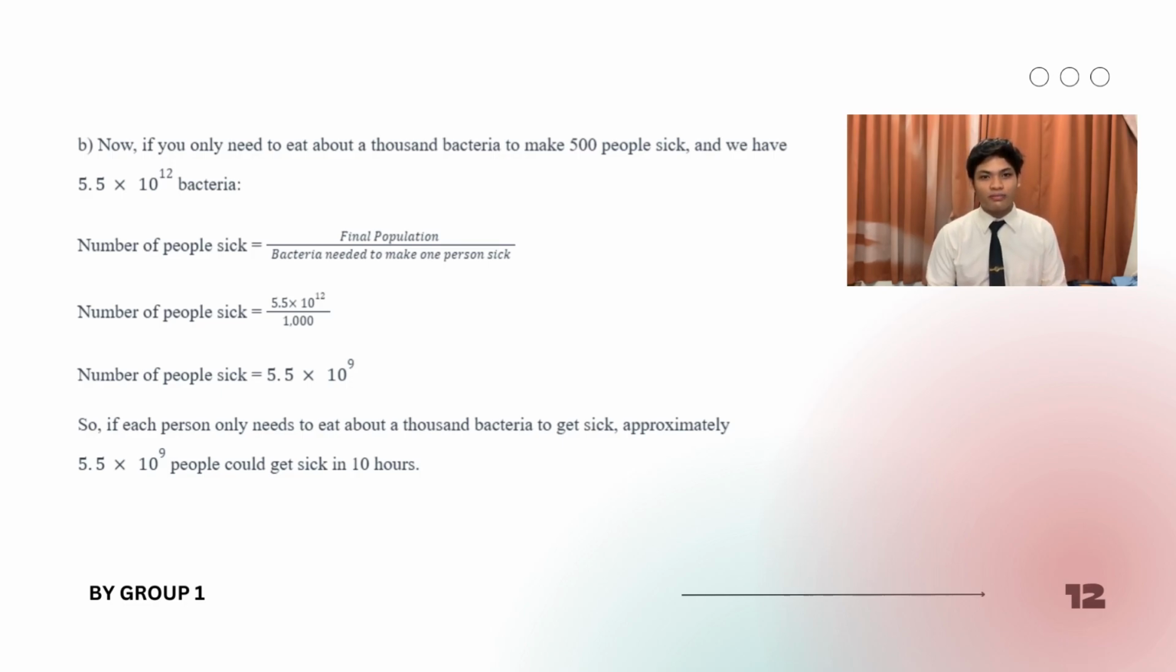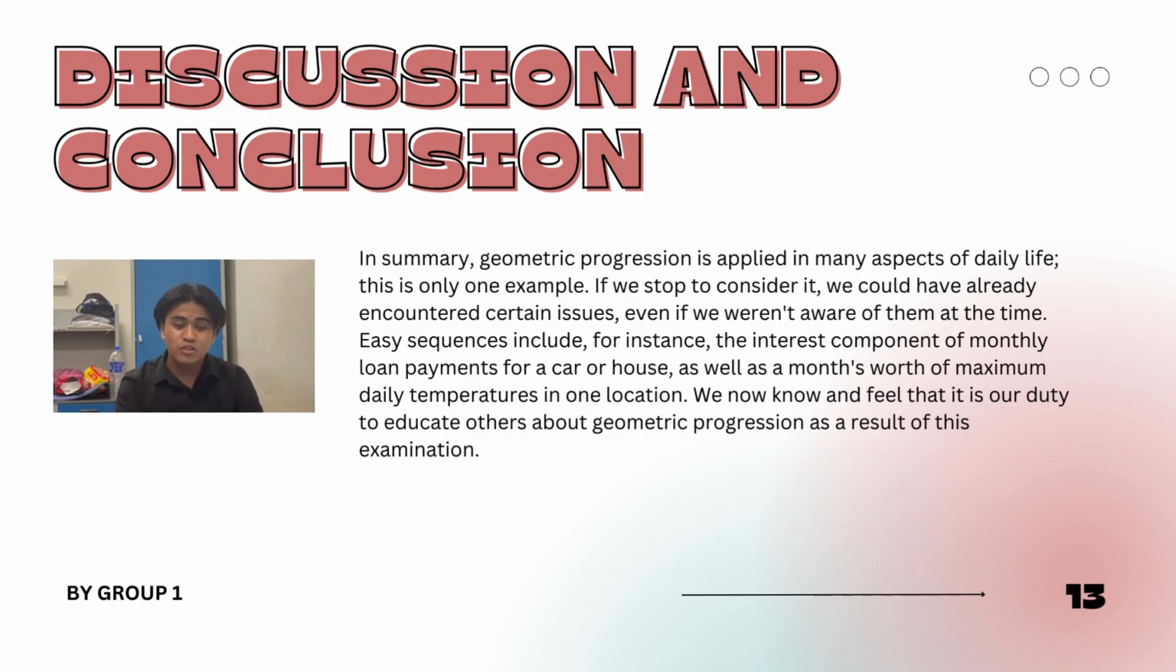That's all. So for the summary, geometric progression is applied in many aspects of daily life. This is only one example. If we stop to consider it, we could have already encountered certain issues, even if we weren't aware of them at the time. An easy sequence includes, for instance, the compound interest of monthly loan payments for a car or a house, as well as months' worth of maximum daily temperatures in one location. We now know and feel that it is our duty to educate others about geometric progression as a result of this examination.